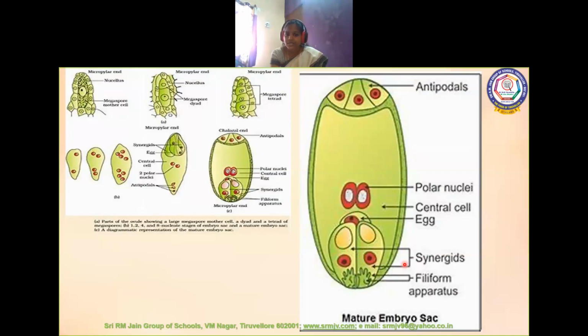Two corner cells, which we call synergids, and the center cell, which is the important one, the egg cell, a female germ cell. This synergid has a finger-like projection here. Can you see this? This is called the filiform apparatus. And what is the importance of the filiform apparatus? It helps in the entry of the pollen tube into the ovule. That is the significant role of the filiform apparatus in pollen pistil interaction. So this is the structure of our embryo sac, which is present inside the ovary.